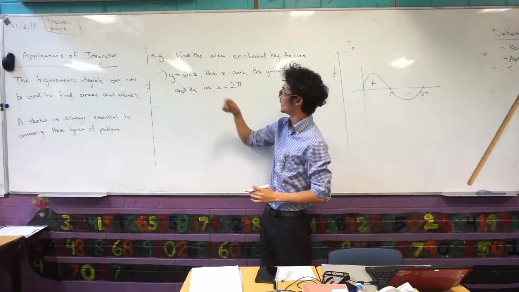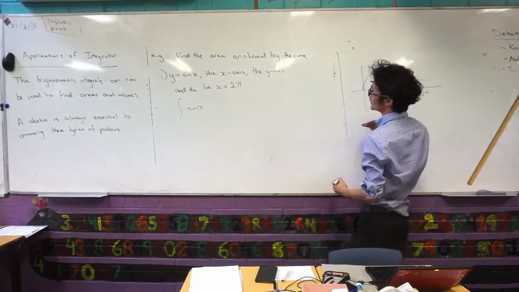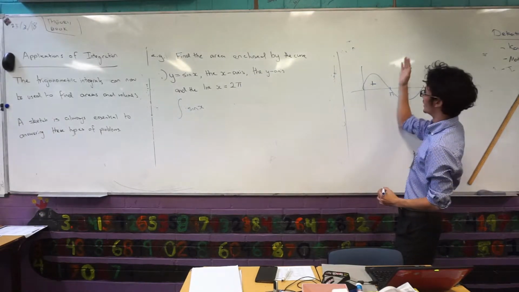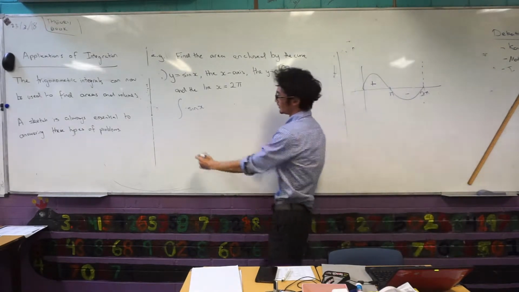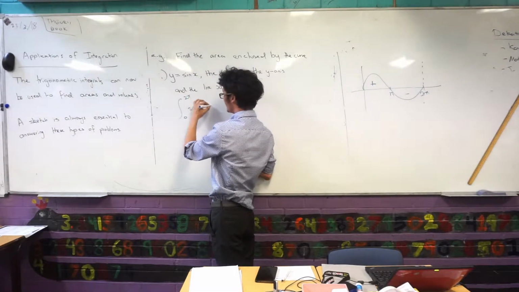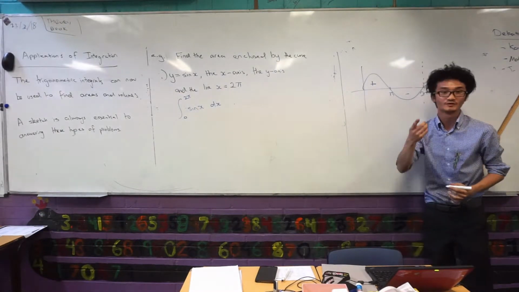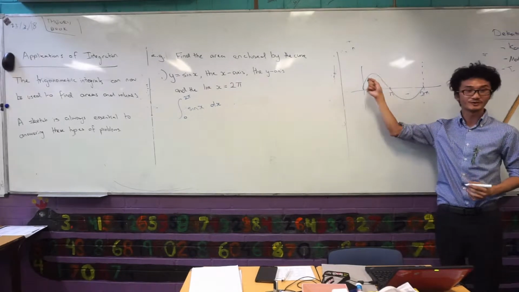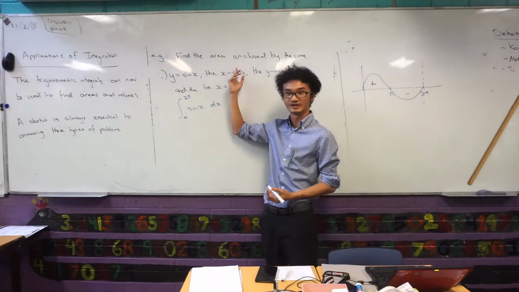So if I looked at this question and I didn't graph it, I just saw the integral of sine of x, between the x-axis, the y-axis, and the line x equals 2 pi, and I just did the integral straight from 0 to 2 pi, what would be the problem with that? You get 0. Good, because these areas are the same. The sine curve is symmetrical. It would just give you 0, and that's obviously not the answer in this case.